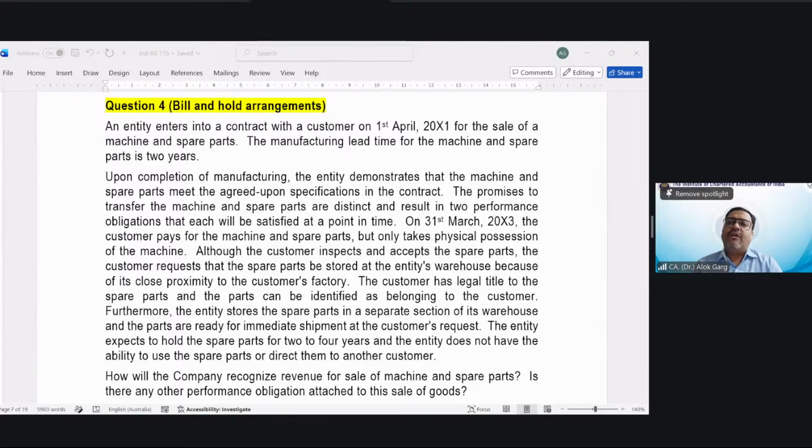There was some condition for bill and hold arrangement. So first of all, when I'm saying bill and hold, is it two performance obligations or is it one performance obligation?